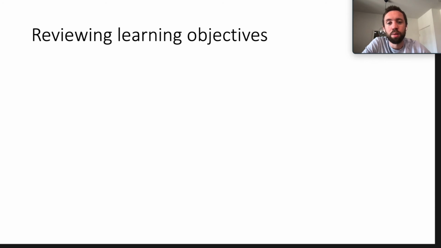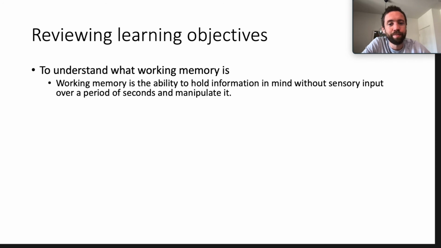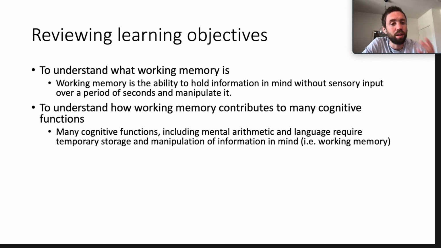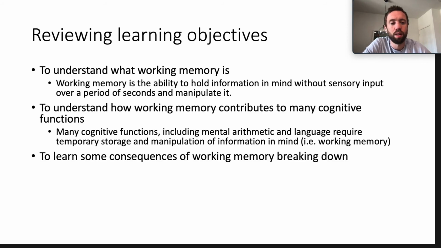So, to review the learning objectives of this short class, we wanted you to understand what working memory is. Working memory is the ability to hold information in mind without sensory input over a period of seconds and to manipulate it. We want you to understand how working memory contributes to many different cognitive functions. And we gave some examples of mental arithmetic and mathematics, and also speech comprehension and language. And we also wanted you to learn some consequences of working memory breaking down, or to understand why working memory may be important for real life.